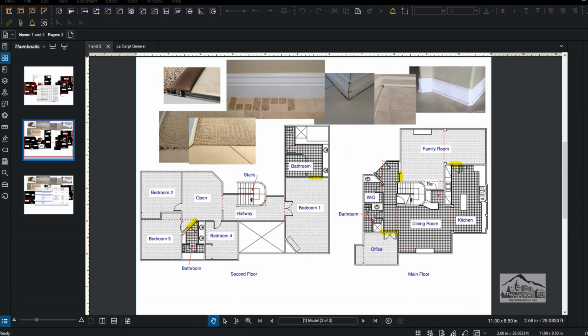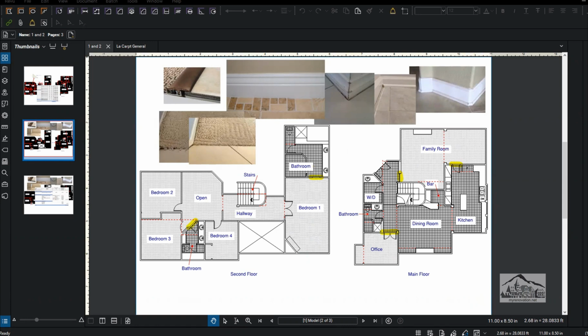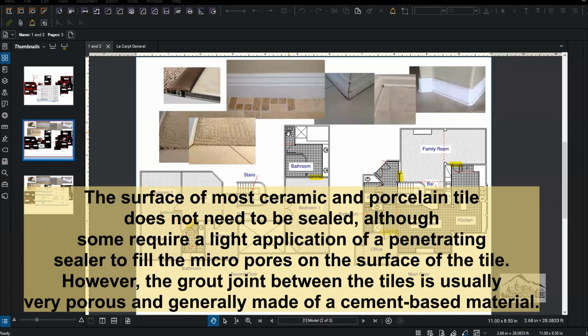So the Wonderboard is a cement-based backer. We usually put it on the second floor to make the tiles on the second floor stable and to avoid cracking in the tiles with movement. So before we install the tiles here, we have to put Wonderboard.